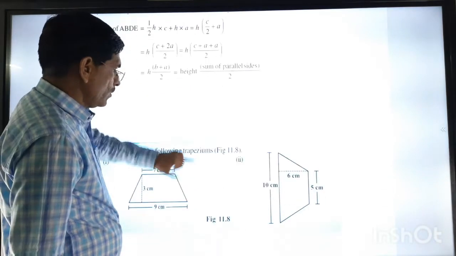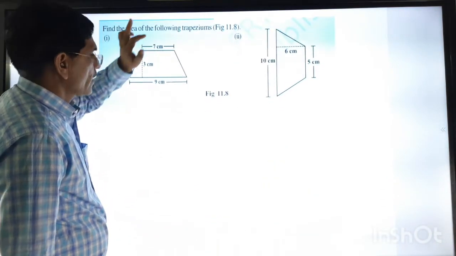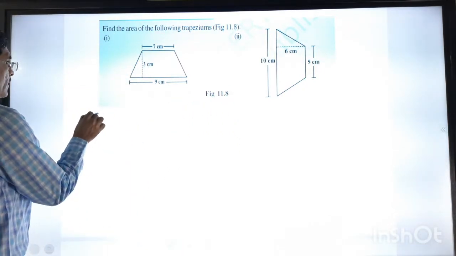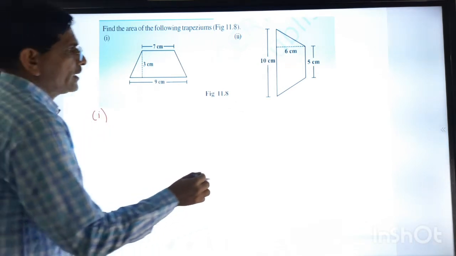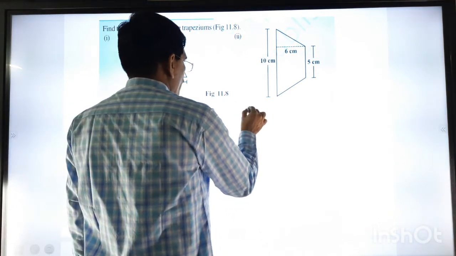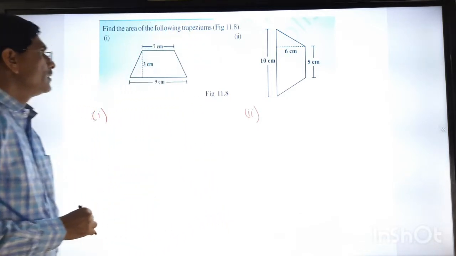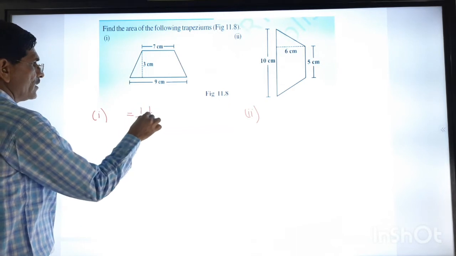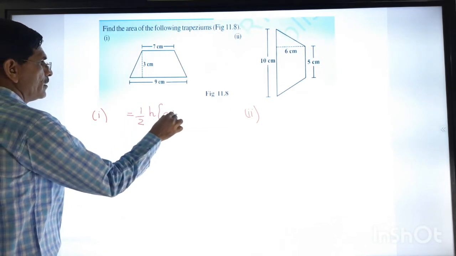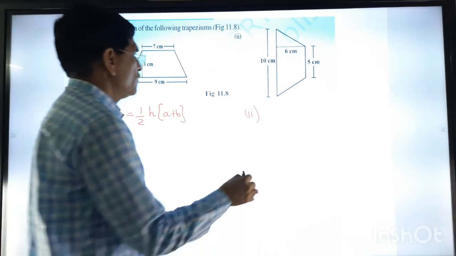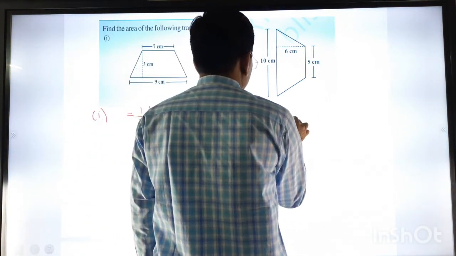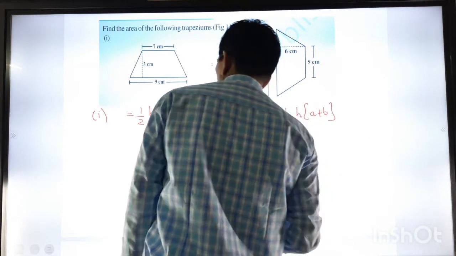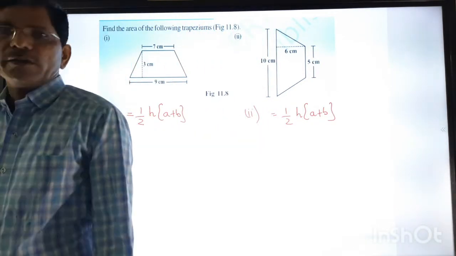Let me go for sums now. Who will give me the answer of both first and second? Two sums are there. Who will give me the answer? Let me try. Formula of trapezium, that is 1 by 2 h (a plus b). Again the same formula of trapezium, 1 by 2 h (a plus b). Now who will give me the answer? Try to solve it.